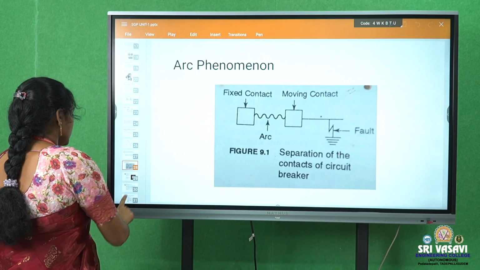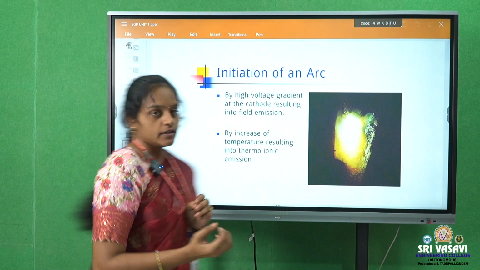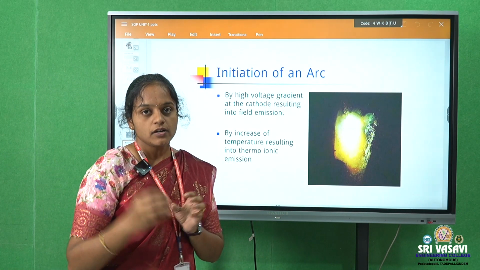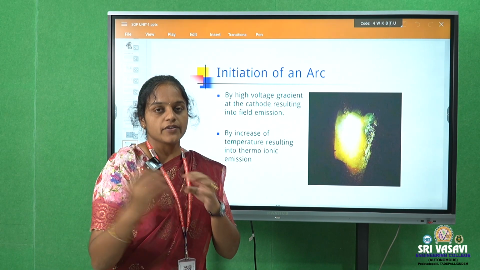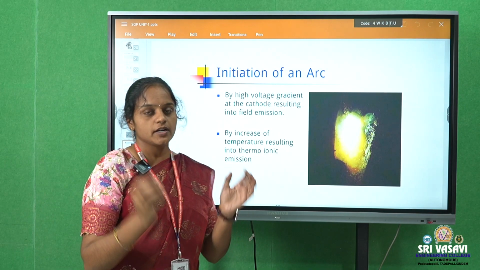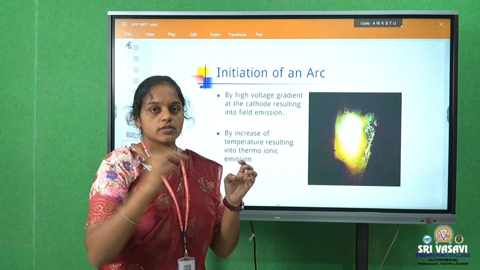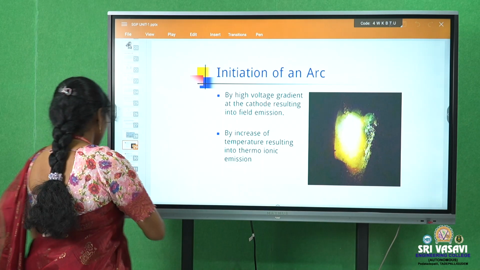Generally, initiation of the arc takes place at a high voltage gradient. Before the fault, current is flowing between the two contacts. Whenever a fault occurs, there is a short circuit between the two contacts. Whenever the contacts are separated, that current flows in the air where ionization takes place and the arc is formed. We have to interrupt the arc.